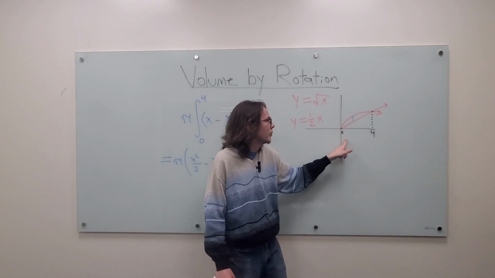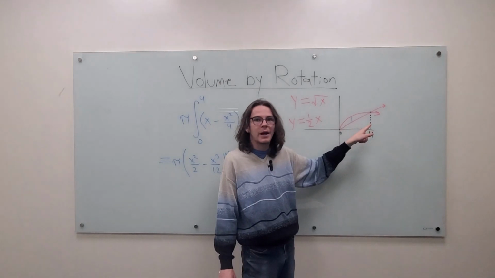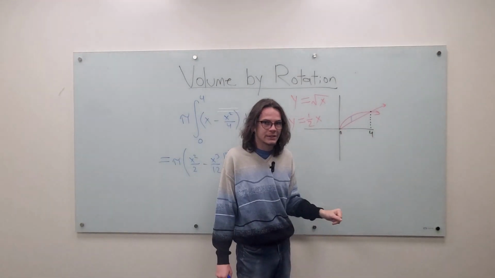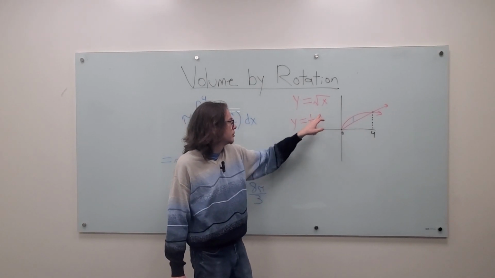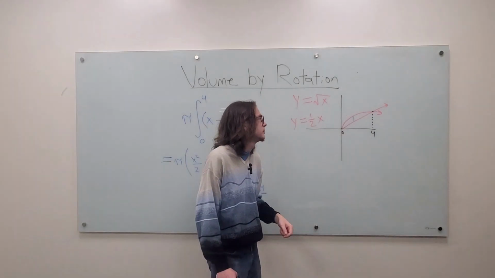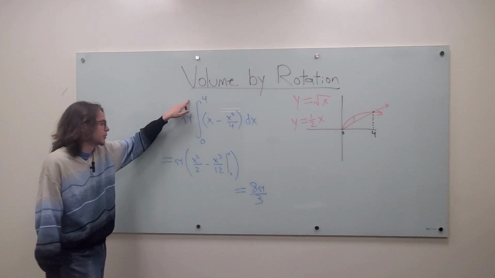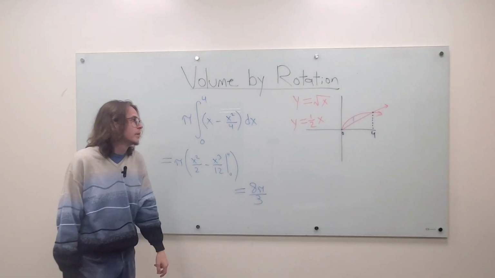And because, I'm not sure I mentioned this earlier, we're going to be rotating the area bound by where they intersect each other. And so that is going to be 0 and 4. Again, root 4 is 2, and 4 divided by 2 is 2. So that's where they intersect each other. So our bounds are going to be from 0 to 4. It's going to give us 8 pi over 3.